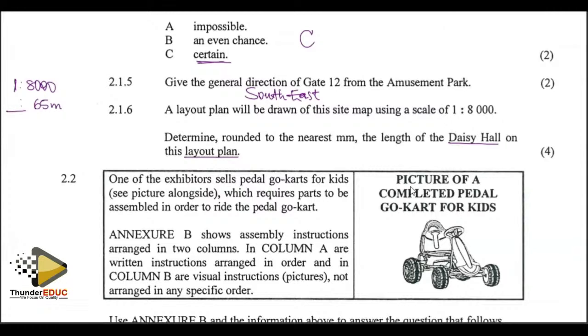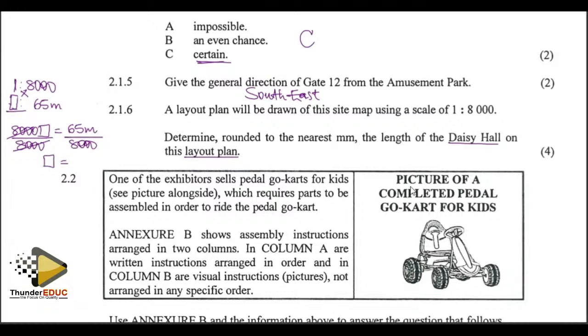Put a box here. So what do you do? You cross multiply, which gives 8,000 multiplies the box and gets the answer as what? So divide by 8,000. This goes with that. So the box becomes 65 divided by 8,000.